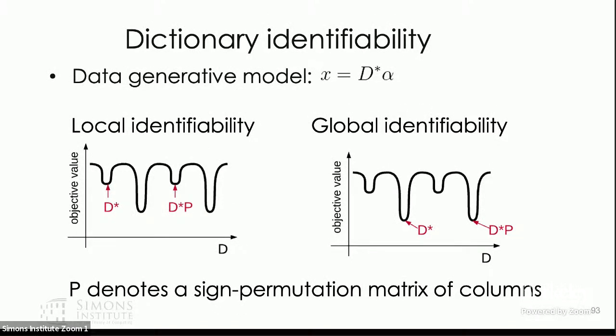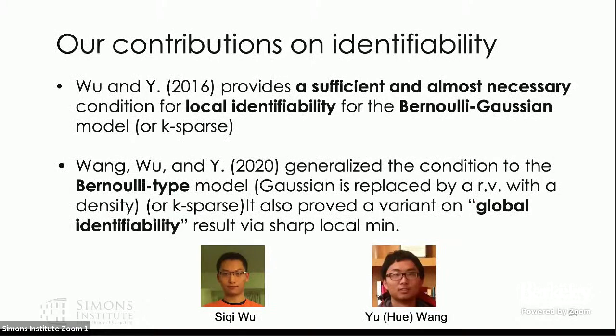So local identifiability: if a dictionary is a local minimum, a sign and permutation matrix of it is also a local minimum, because the whole problem is invariant. People usually define local identifiability through local minima, and global identifiability through global minimum, but we're going to introduce another concept to identify the reference distribution, which doesn't depend on global minimum. So we have 2 papers, and the first one was Siqi, as I mentioned.